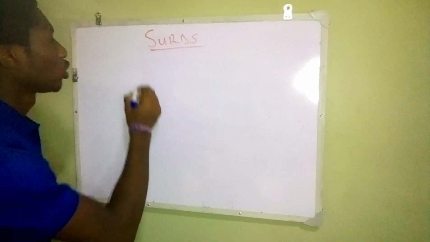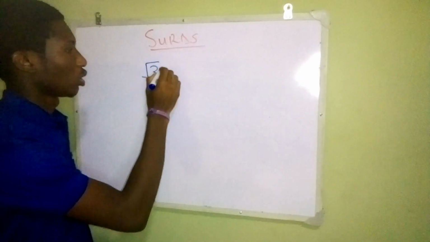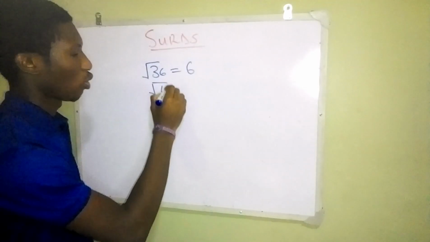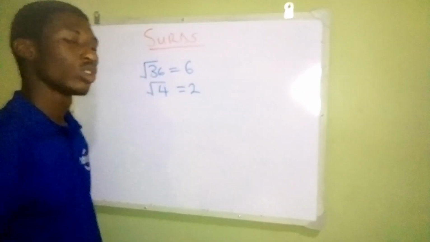When I say square root of 36 is equal to 6 and square root of 4 is equal to 2, there are numbers that do not have exact square roots, and those are the numbers we'll be dealing with today.